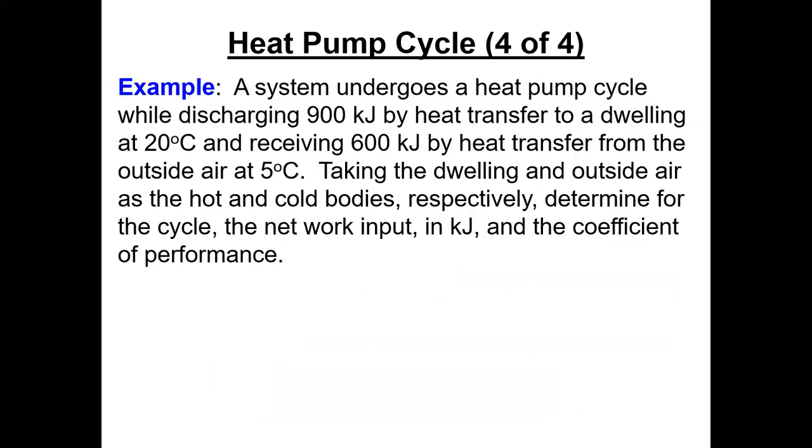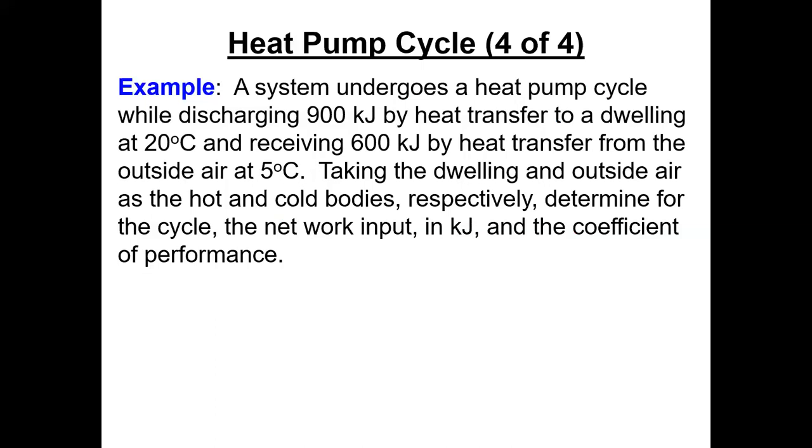Okay, so we got a little example on this one. A system undergoes a heat pump cycle while discharging 900 kilojoules of heat transfer to a dwelling at 20 degrees C, receiving 600 kilojoules by heat transfer from the outside air at 5. Taking the dwelling and outside air as hot and cold bodies respectively, determine for the cycle the net work and the coefficient of performance.